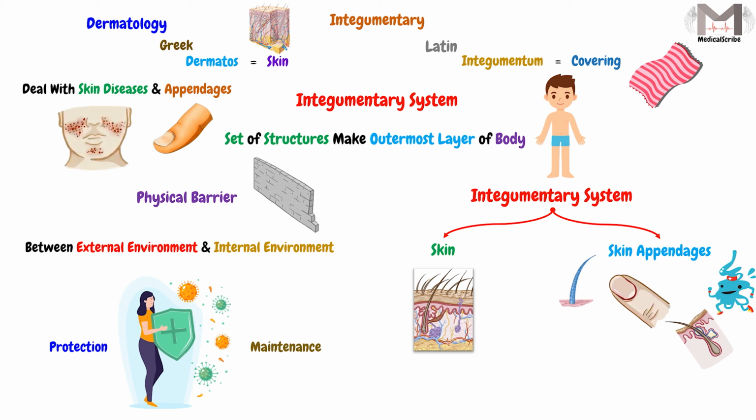And as we said, the integumentary system is composed of two structures, the skin and the skin appendages. Each of these two structures has a specific function that we will learn later. But as a result, they achieve the big picture of the integumentary system function, which is protection and maintenance. So that was almost everything about the integumentary system.